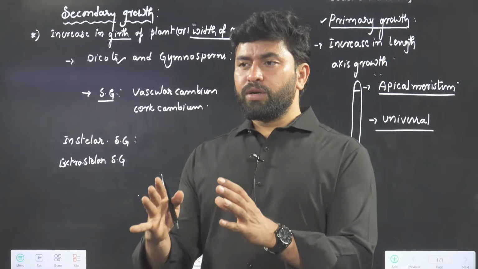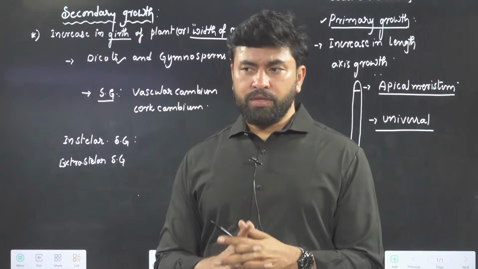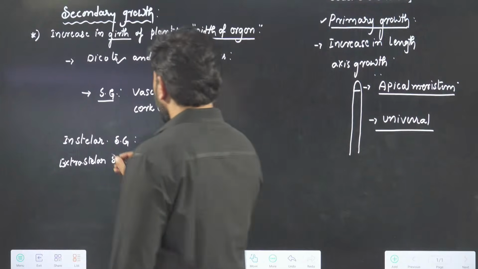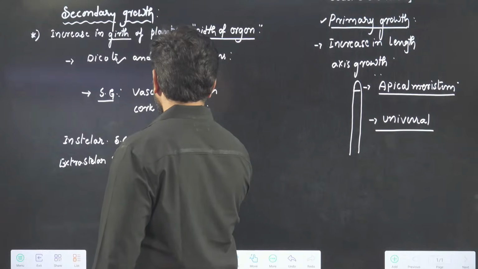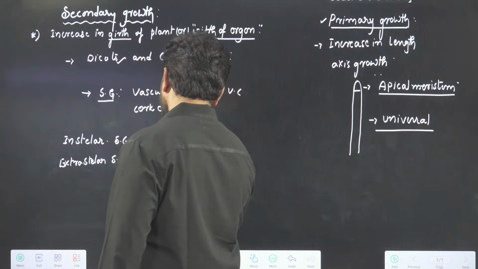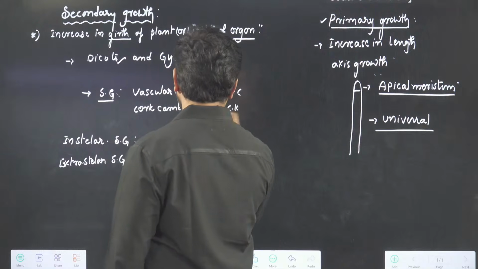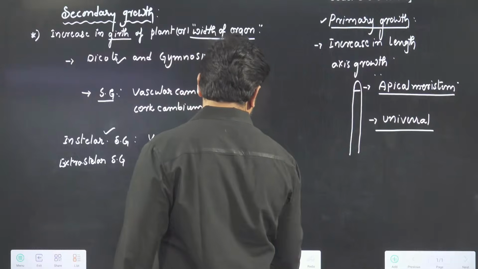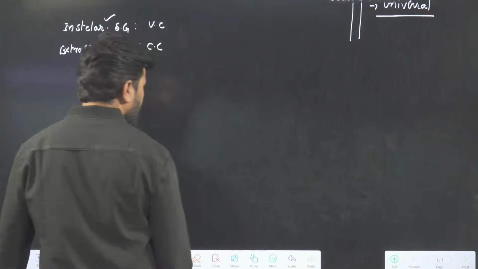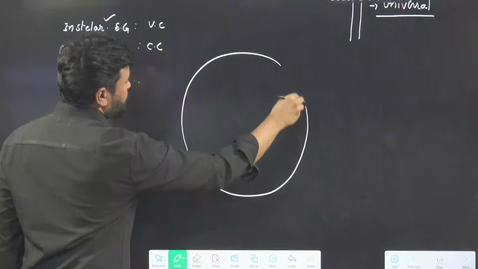Extrastellar area has one meristem responsible for the secondary growth. Intrastellar area has another meristem. In the intrastellar area, vascular cambium is responsible. In the extrastellar area, cork cambium is responsible. First, I will begin with intrastellar secondary growth. In this, observe, I am taking a stem.